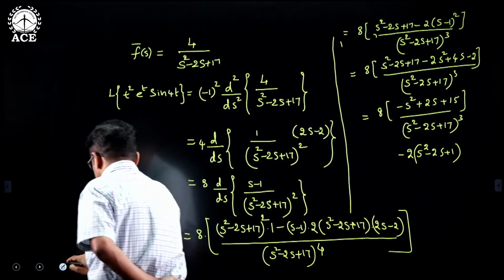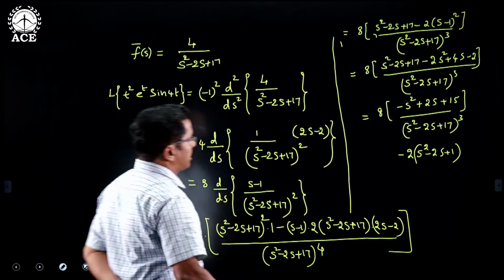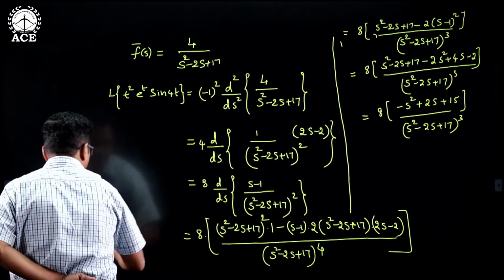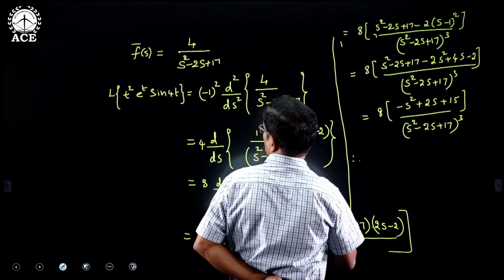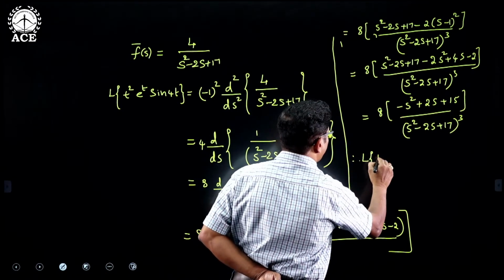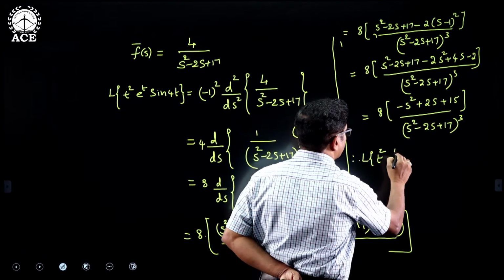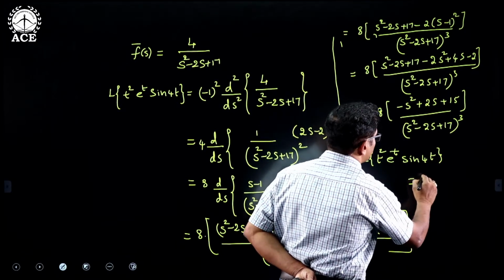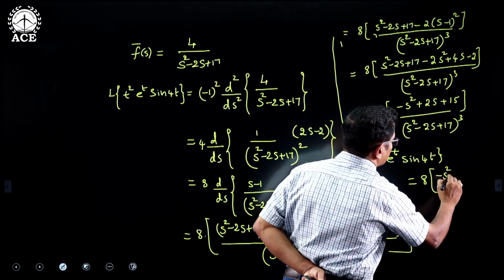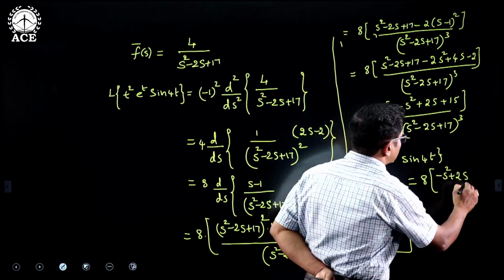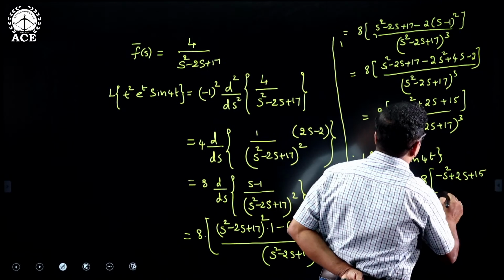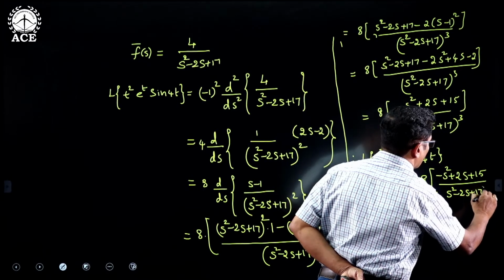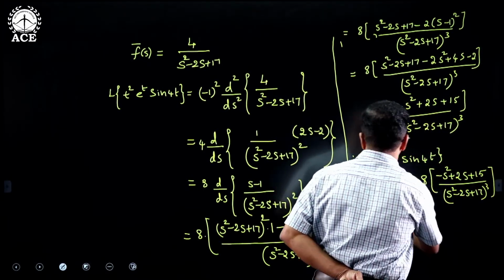So this is the Laplace transform of the given function. Therefore, L of t square e power t sin 4t is equal to 8 into minus s square plus 2s plus 15 by s square minus 2s plus 17 whole cube. So this is the answer.